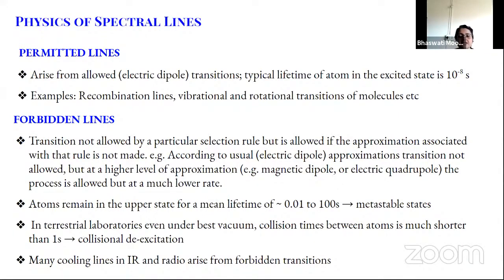If it comes down collisionally, there will be no emission of photons. Only if it comes down by spontaneous emission will a photon be emitted, and then the spectral line can be seen. So in terrestrial laboratories, we typically do not observe such transitions, but in the astrophysical case they are very frequently seen, and they are one of the major cooling lines for the interstellar medium, which helps in structure formation.